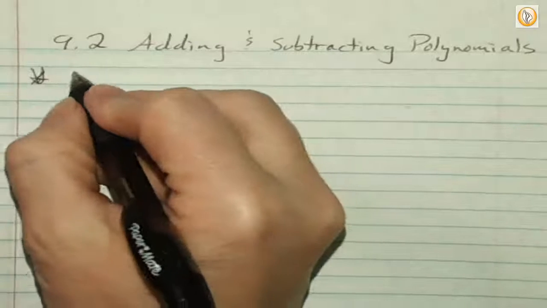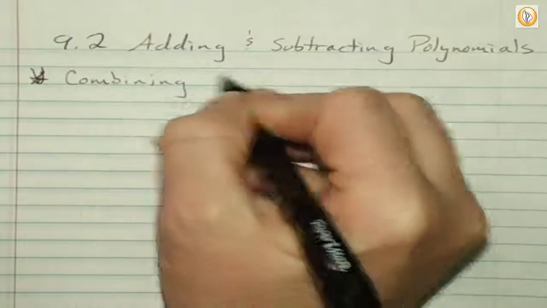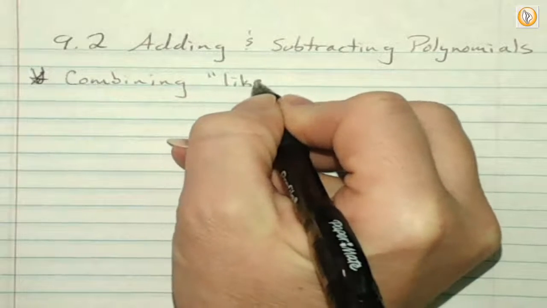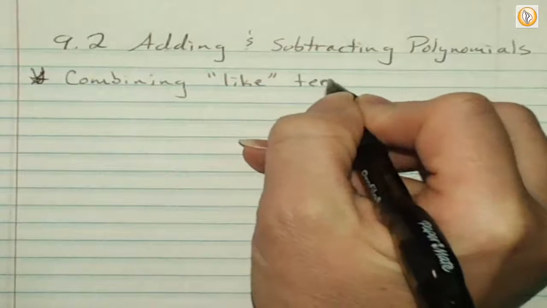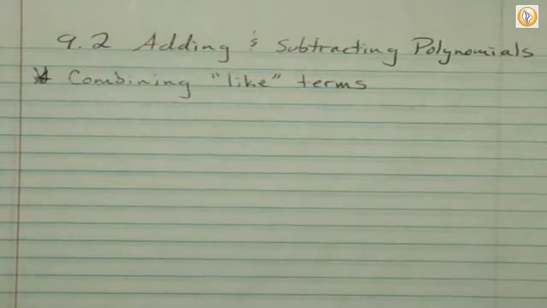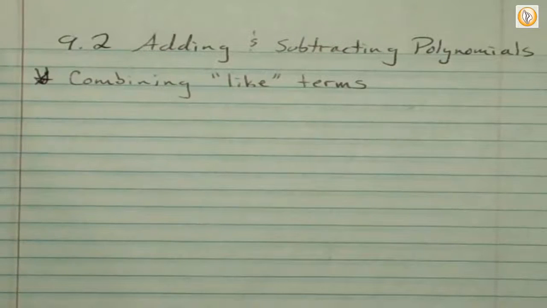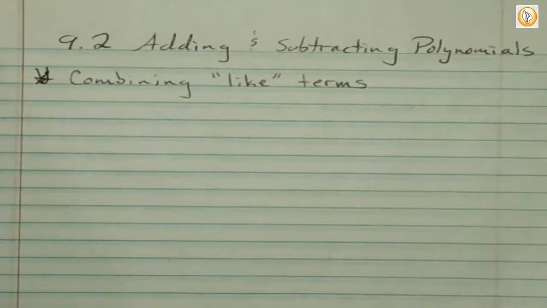to be combining like terms. Y'all know how to do that. We're combining like terms. Keep in mind that you're focused on variables, letters. If it's x and x squared, it is not a like term.